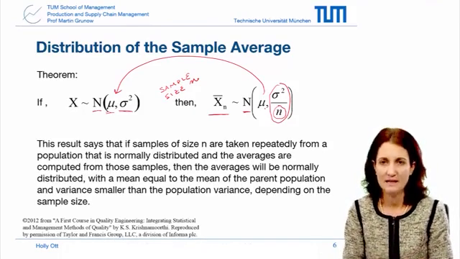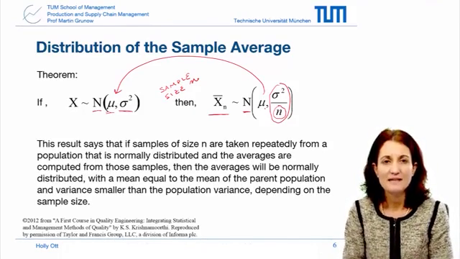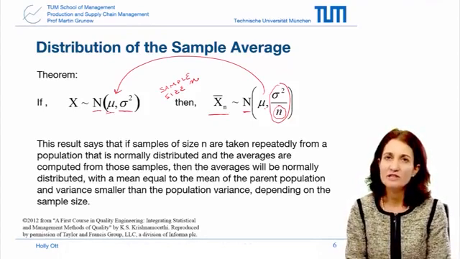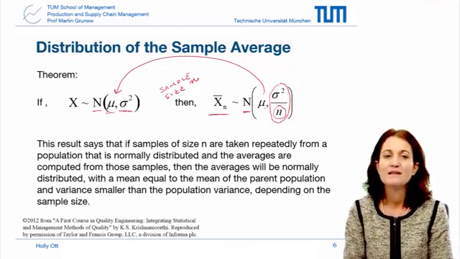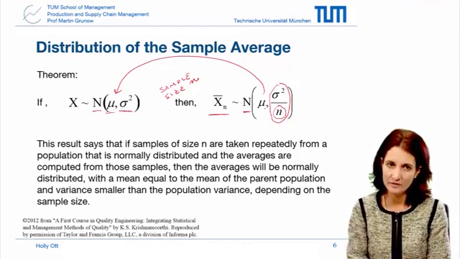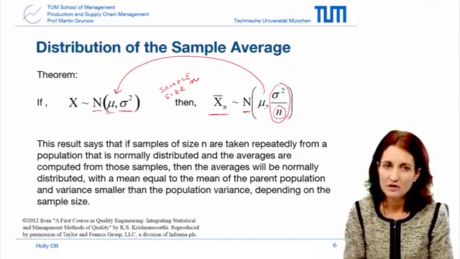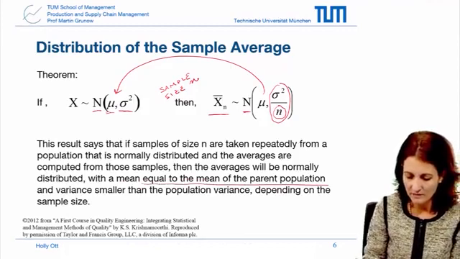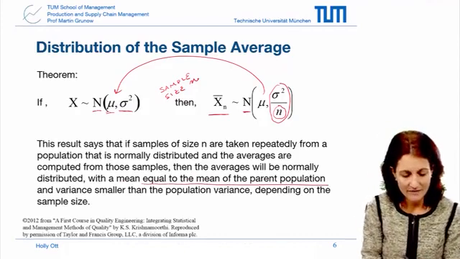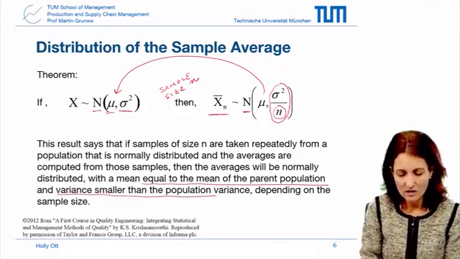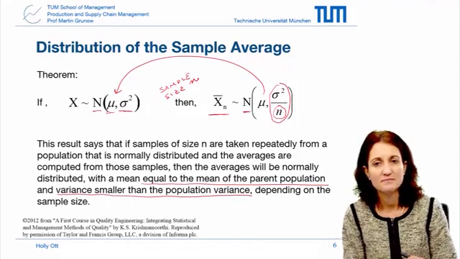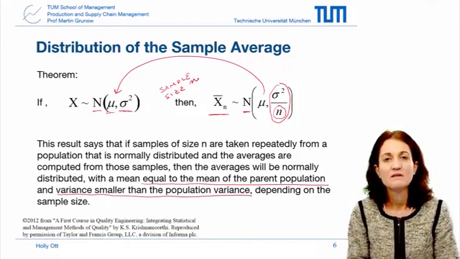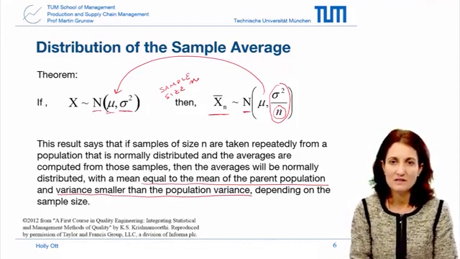Now this result says that if samples of size n are taken repeatedly from a population that is normally distributed and the averages are computed from those samples, then the averages themselves are a random variable which are normally distributed with a mean equal to the mean of the parent population, and a variance smaller than the population variance. This depends on the sample size. As n goes up, the variance of the sample averages goes down.